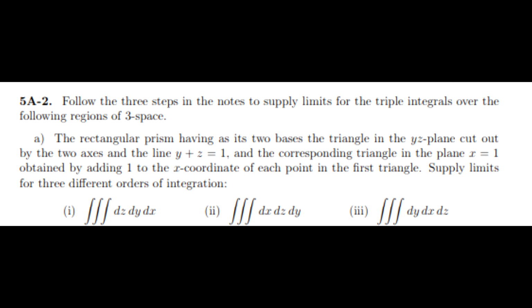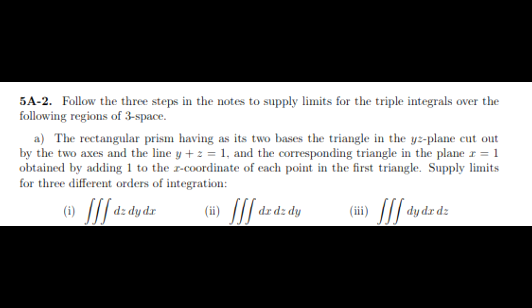Okay, so now let's move on to more difficult examples. Let's do an example from OpenCourseware where it asks us to find the limits on a 3D region in order to find the volume of that shape. So the question is, the rectangular prism having its two bases, the triangle in the yz plane cut out by the two axes and the line y plus z equals 1, and the corresponding triangle in the plane x equals 1, obtained by adding 1 to the x-coordinate of each point in the first triangle.